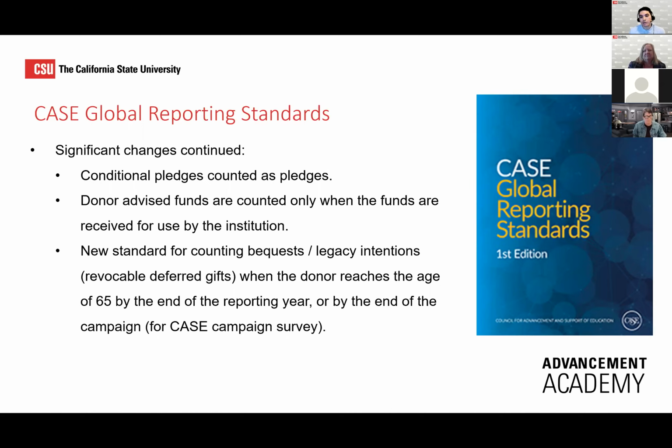Irrevocable deferred gifts can be counted pretty much at any age on a different part of the VSE. The VSE sets some pretty strict rules on, I think there's maybe 4 vehicles on there that they consider an irrevocable gift. Everything else is going to end up in section 1 of the VSE as a bequest intention. And then again, if you're completing the campaign survey, you again report those in 5-year increments as well.